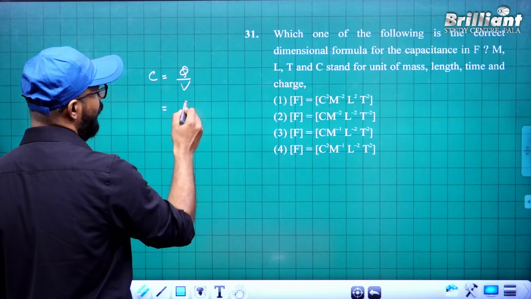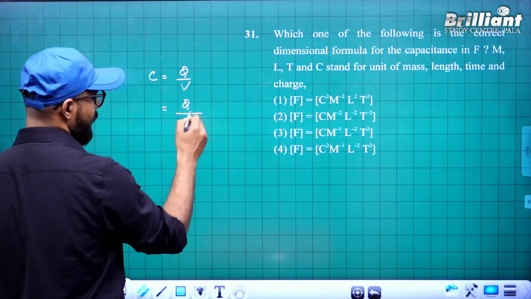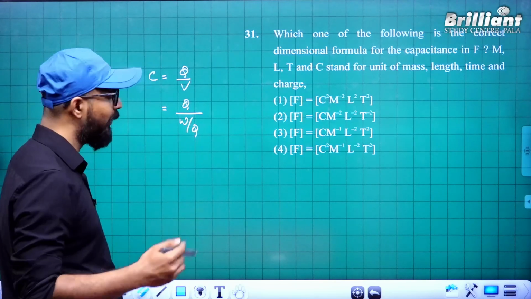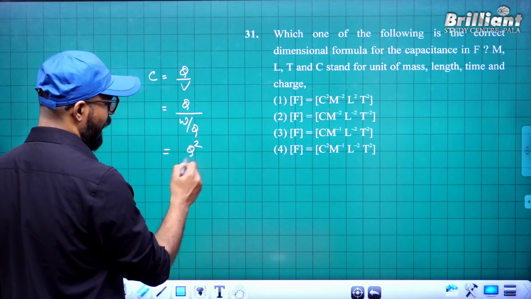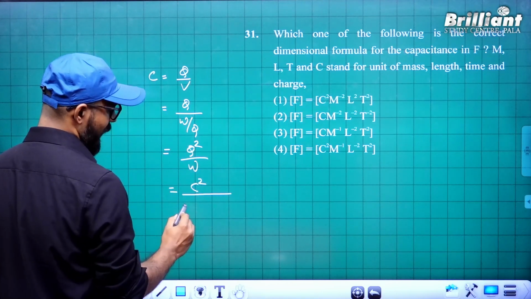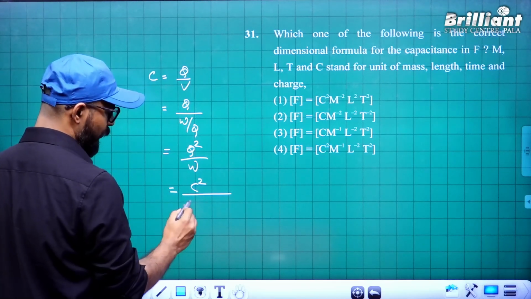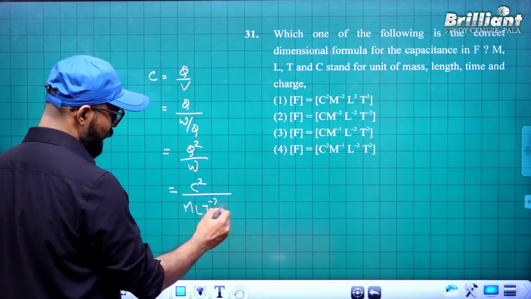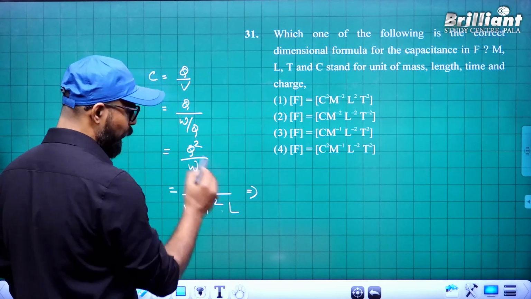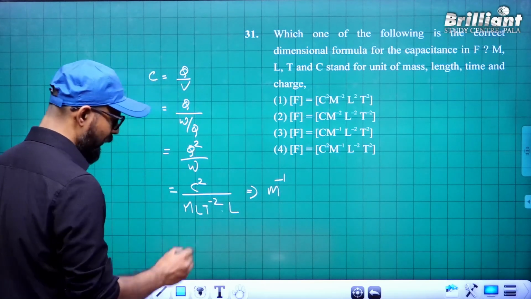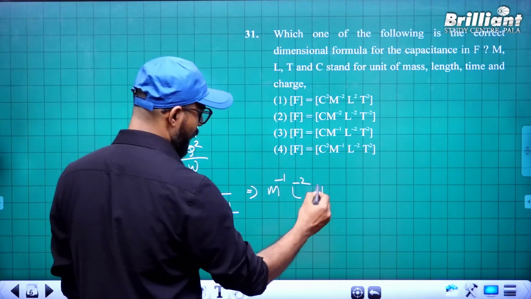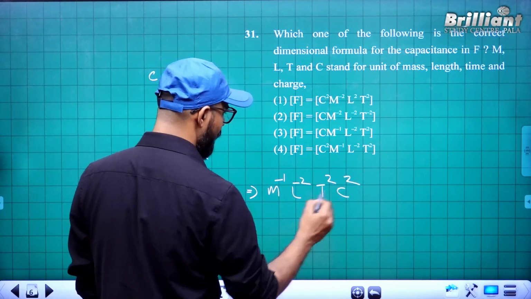So we can write Q, or can I say potential difference is work done per unit charge. So I will write it as Q square divided by W. Q square is coulomb square, and work done is force into displacement. Force is mLT to the power minus 2 into displacement, that is L. So the final expression becomes m to the power minus 1, L to the power minus 2, T to the power 2 and C to the power 2.